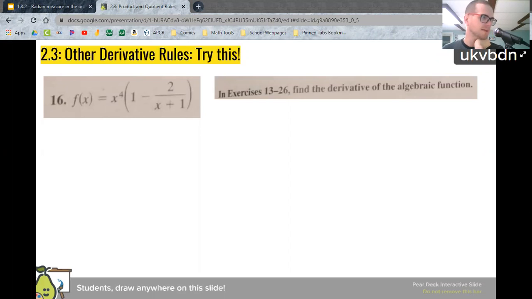Again, folks, either use the product rule and find the derivative of one times the other plus the function times the derivative of the other, or multiply it out and then find the derivative of each piece individually.